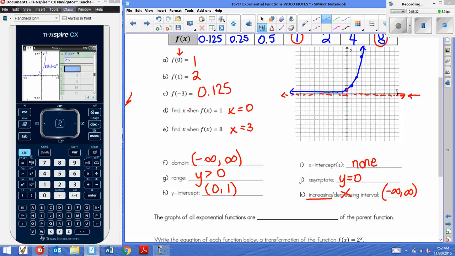One thing that we should know is that the graphs of all exponential functions are actually transformations of the parent function.